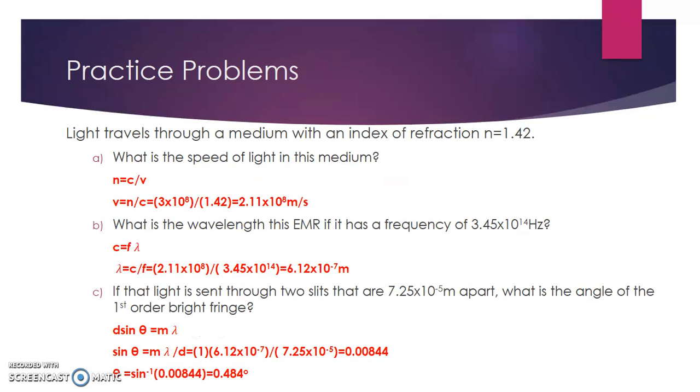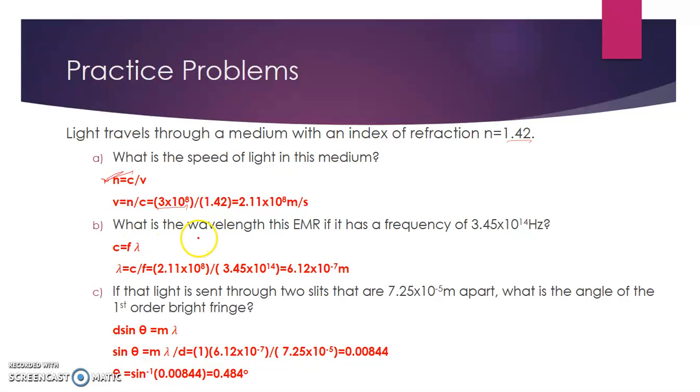So here are the practice problems. The first one states that light travels through a medium with an index of refraction of n = 1.42. What is the speed of light in this medium? Again, we use that formula that we were using for all the other practice problems. We plug in what we know: 3 × 10^8, which is the constant speed of light, divided by 1.42, the index of refraction. So we get 2.11 × 10^8 meters per second.